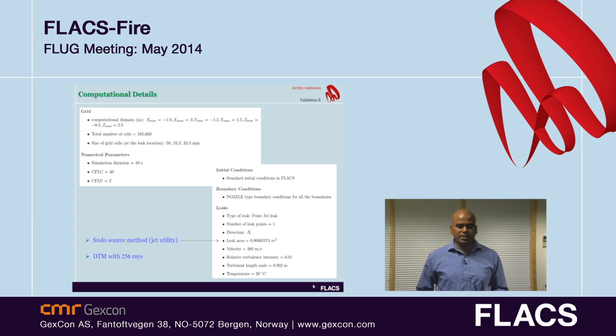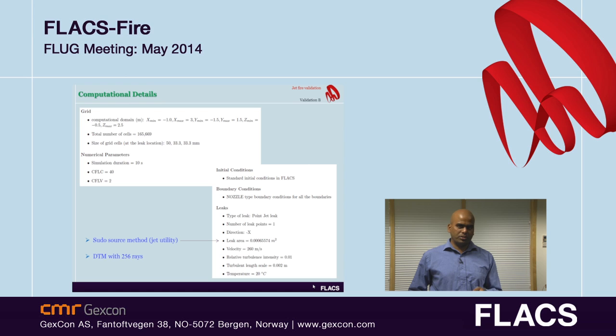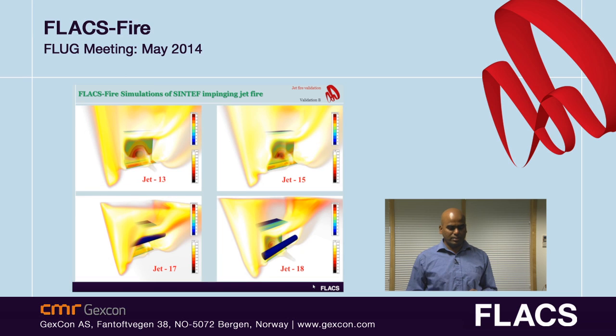The computational details of this case are given here. The grid dimensions and the leak details, everything is given here. Here we use the jet utility to predict the pseudo source term, and for the discrete transfer method we used 256 rays to achieve a converged heat flux distribution. This picture shows the flame impinging on the target and the heat flux on the target surface.